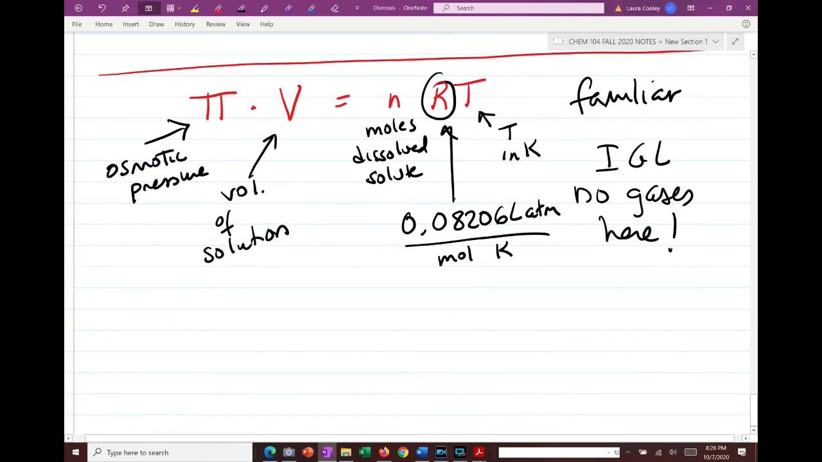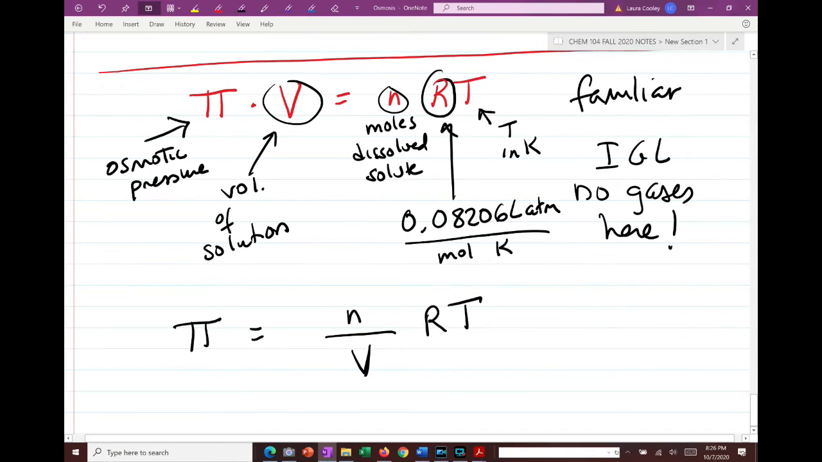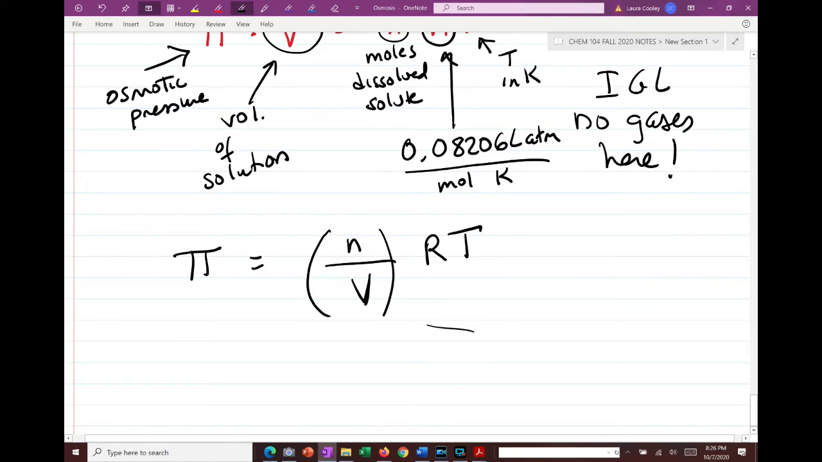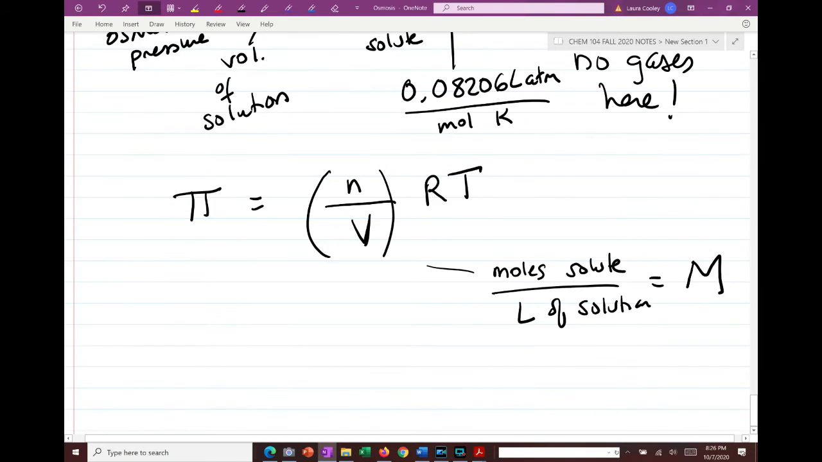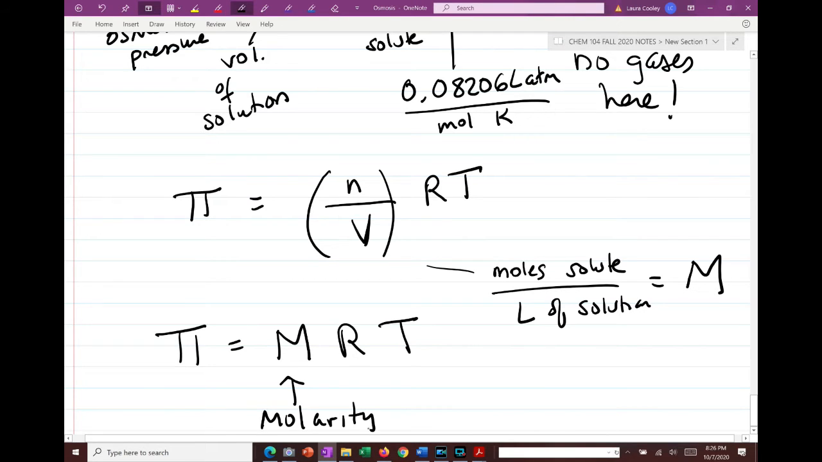Now, what we normally do is we take the moles here and we divide it by the volume. So we have pi equals n over V times RT. And n over V, that's the moles of solute per liter of solution. That is just the molarity. So we end up with the very closely related formula, pi equals MRT, but this M here, you have to realize it means molarity.